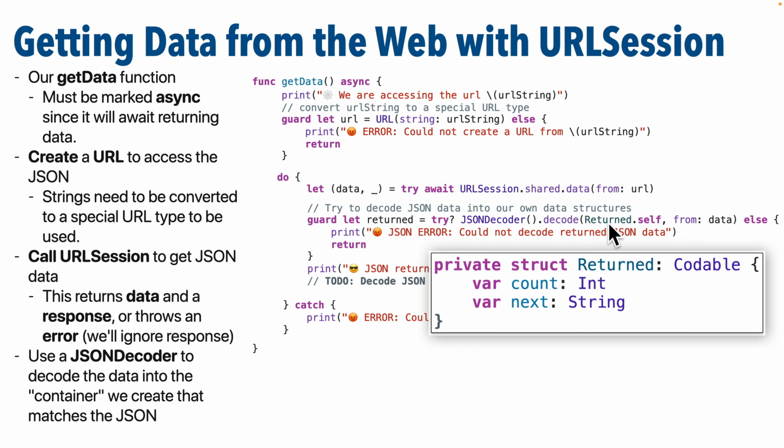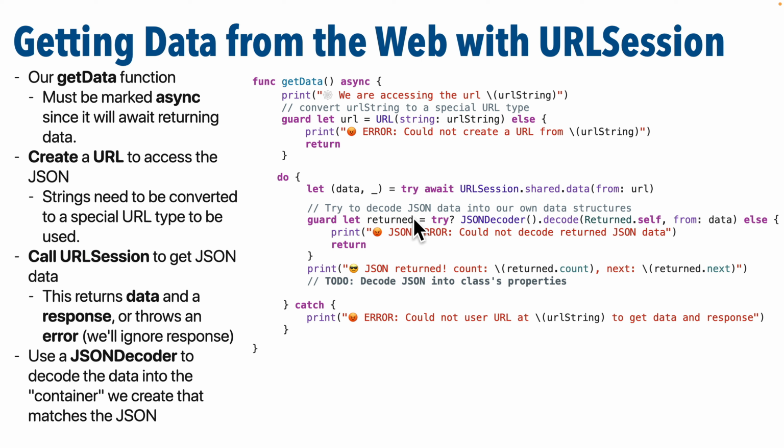So this is going to decode the JSON. It's inside of a guard statement, so we're going to print an error if it doesn't work. Otherwise, we're going to have decoded the JSON into the variables in a return struct, and we'll have that data inside of a constant called lowercase returned. Now, if this works out, all I'm going to do is print out the count and the next properties of that returned constant, but if this fails, we'll catch and print out an error.